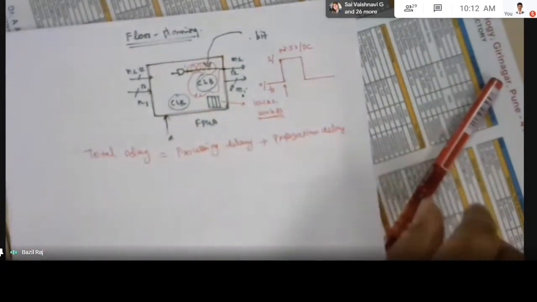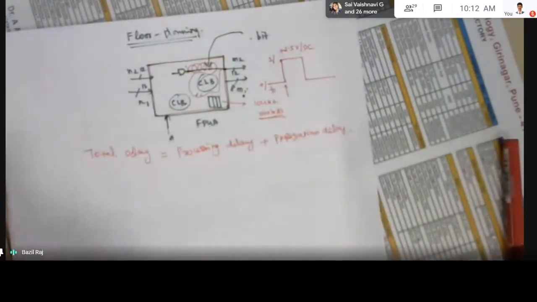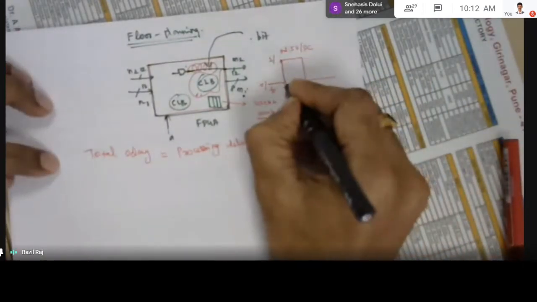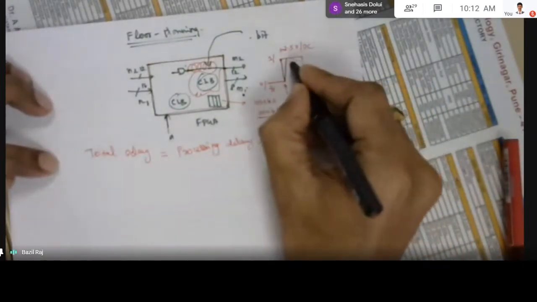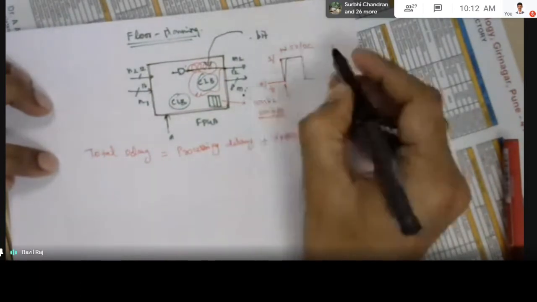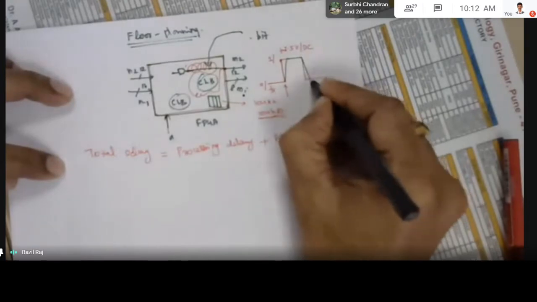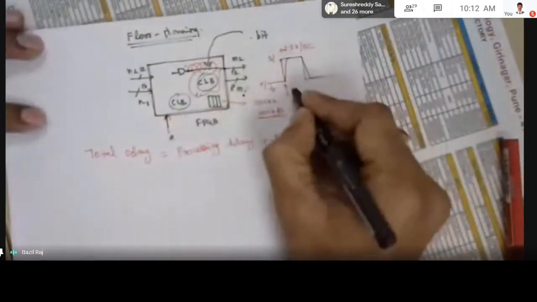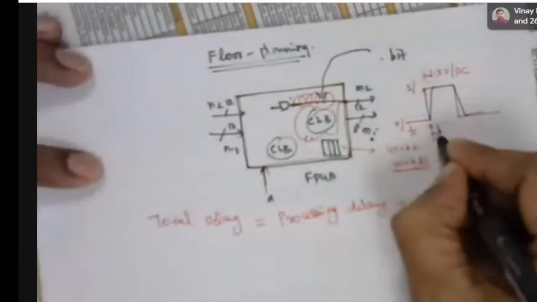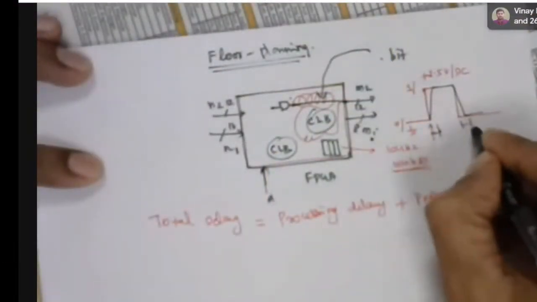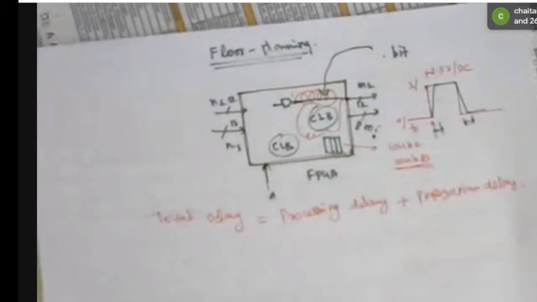Correct? So practically, if you look, when this input changes it will go something like this. Then it reaches its maximum value. When I bring it to 0, it will come down something like this. So this is called a practical clock, a practical pulse. There is a transition period, and there is also another transition period. There is a transition period which requires some time to go from ground to 1.